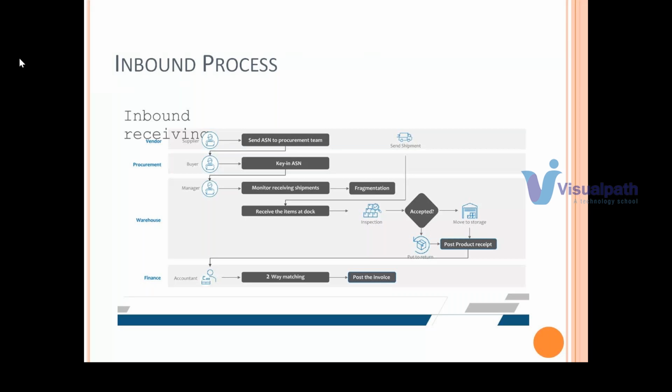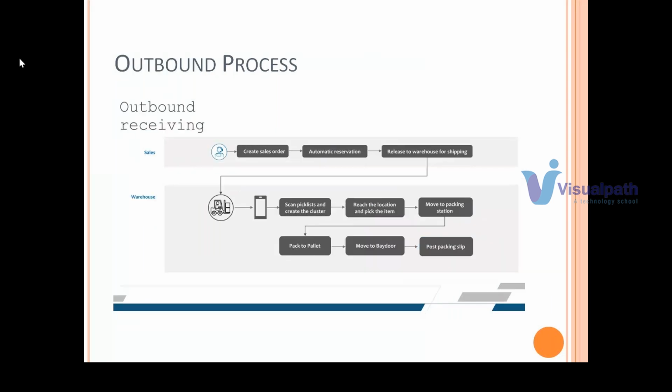So that is the inbound process, whereas coming to the outbound process, we perform sales and selling to the customers. We create a sales order based on the requirement and release the order to the warehouse. Before that, we can also reserve the stock manually, or we have an option to enable automatic reservation.